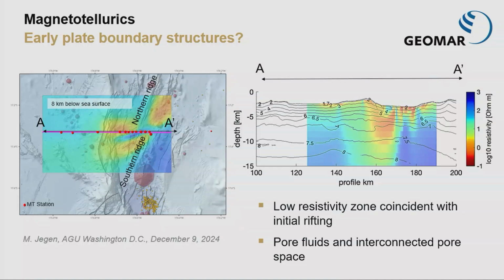This is some new data which is being interpreted by Marian Yagan, one of our colleagues at Geomar, and during our transects we deployed about 20 ocean bottom magnetotelluric sensors. So this was one of the first attempts to do an MT survey on the ocean floor in a rift environment. There have been other attempts to do this.